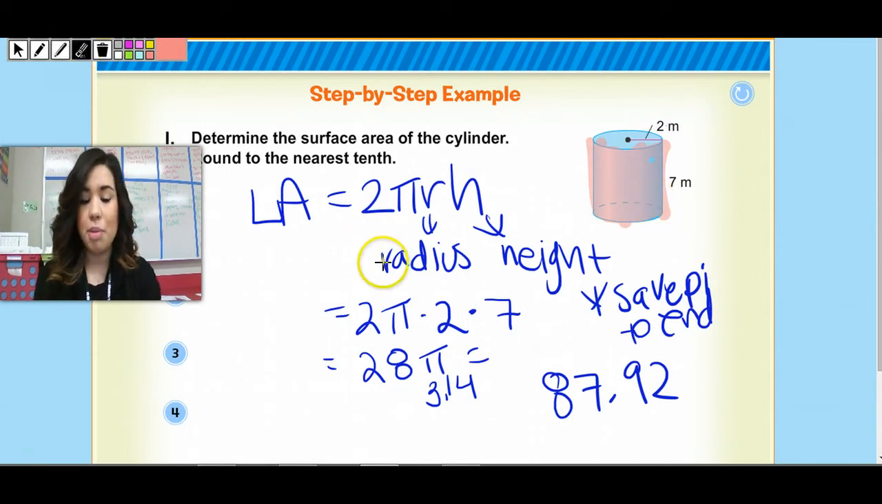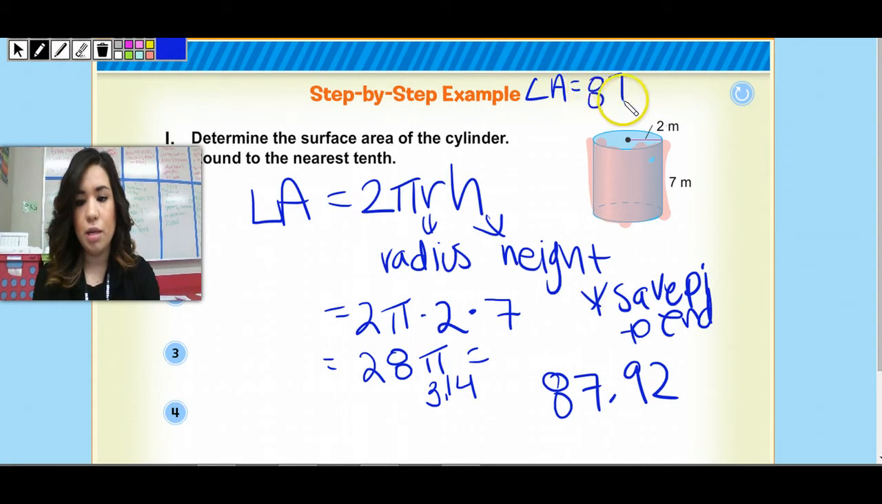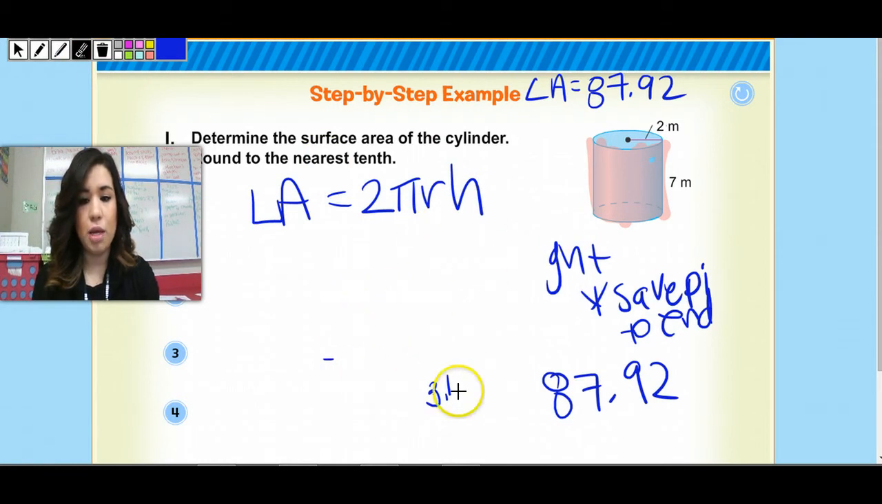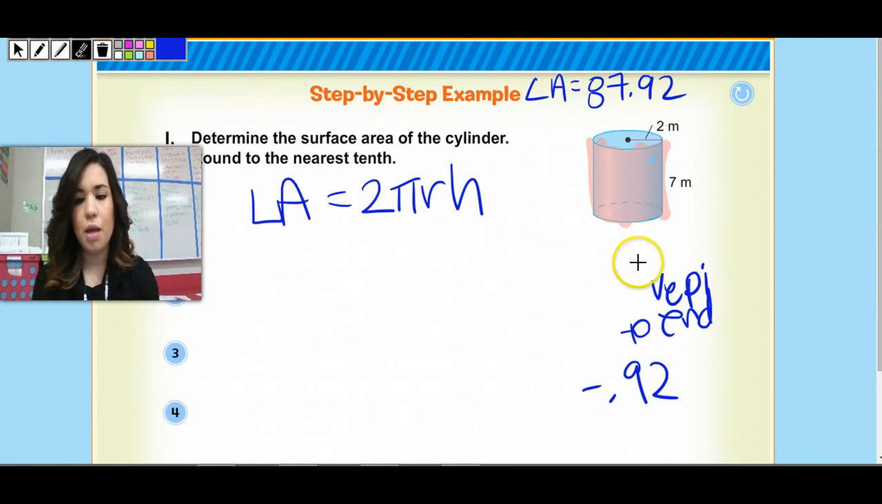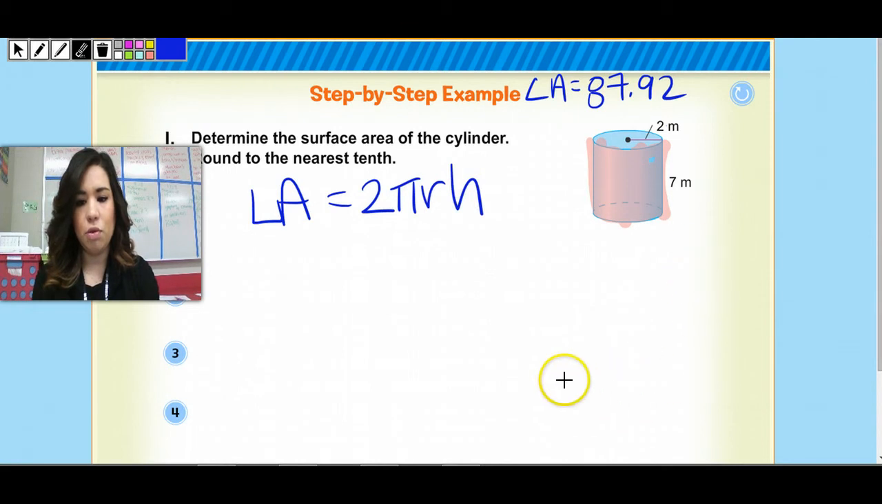Our next step is to find the total surface area. So let me tell you what we're going to do. I'm going to write what I got for lateral surface area, which was 87.92. And from there, I'm just going to erase all this. Let's see what the formula is for total surface area. And I want you guys to see if you notice something here.